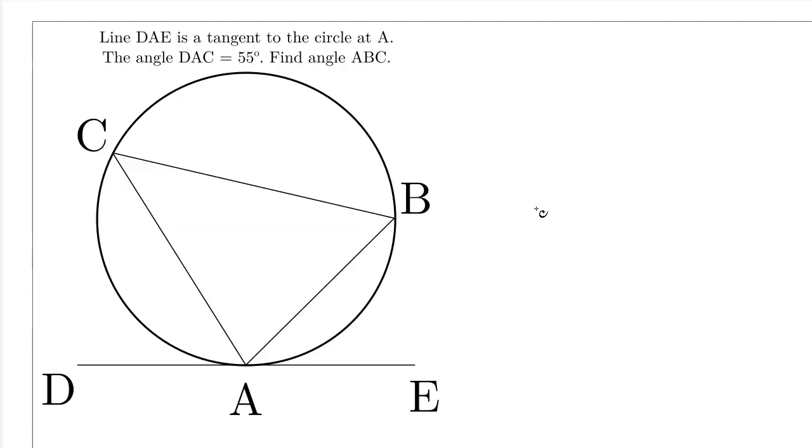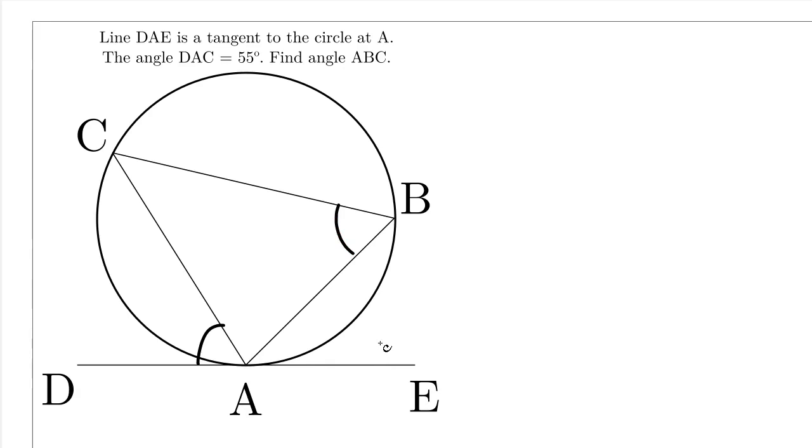And on to the next theorem. Question says, line DAE here is a tangent to the circle at point A. The angle DAC, this one here, is equal to 55. Find the angle ABC.